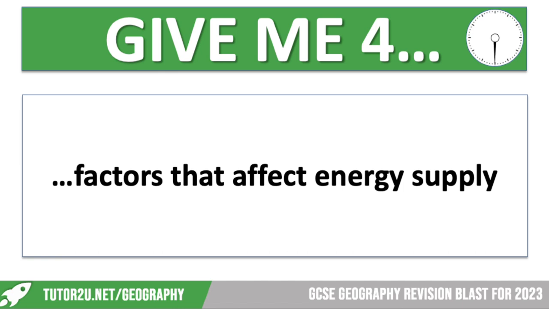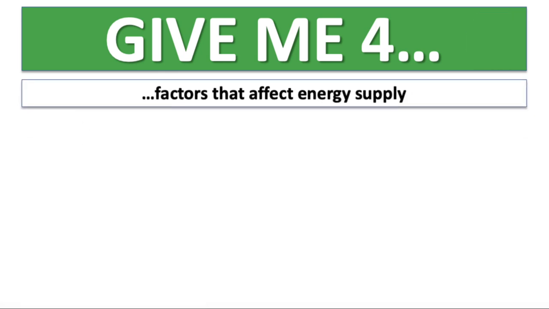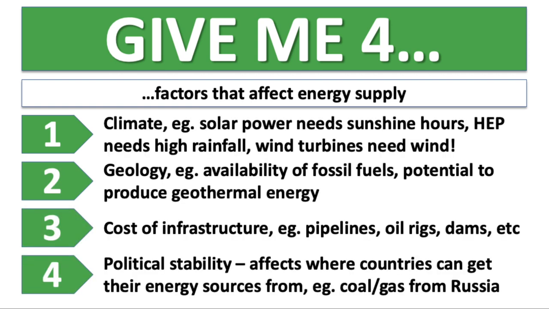Okay, let's have a look. So four factors that affect energy supply are the climate. For example, some of our renewable energies need specific conditions. Solar power needs sunshine hours, hydroelectric power needs high rainfall, and wind turbines need lots of wind.